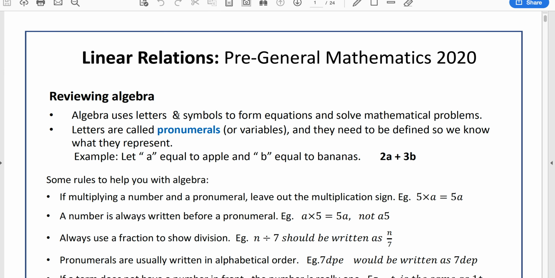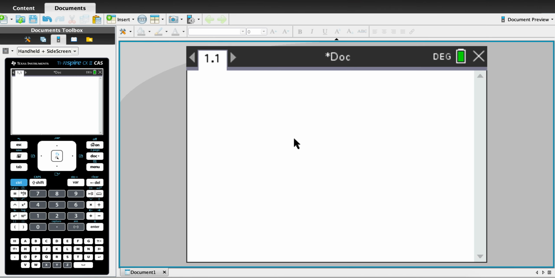In it, we're going to start our topic of linear relations, which is going to take us through for a few more weeks. What you need to make sure you've got in front of you is this booklet of notes, and you also need to have your calculator in front of you as well, because we are going to be using it a fair bit.